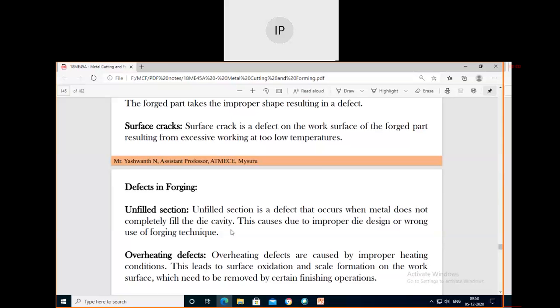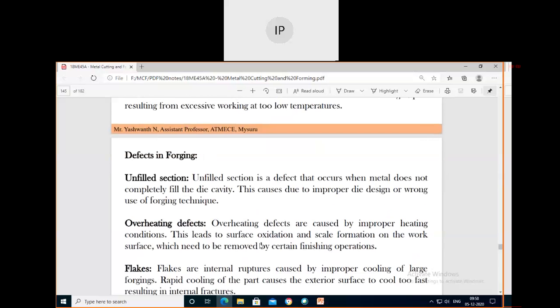Also, you have the overheating defects. Overheating defects are caused by improper heating conditions. This leads to surface oxidation and scale formation on the work surface, which needs to be removed by certain finishing operations. If you're working in hot working condition, the working temperature should be above the recrystallization temperature, not the melting point of that material. So you have to maintain the temperature throughout the operations.